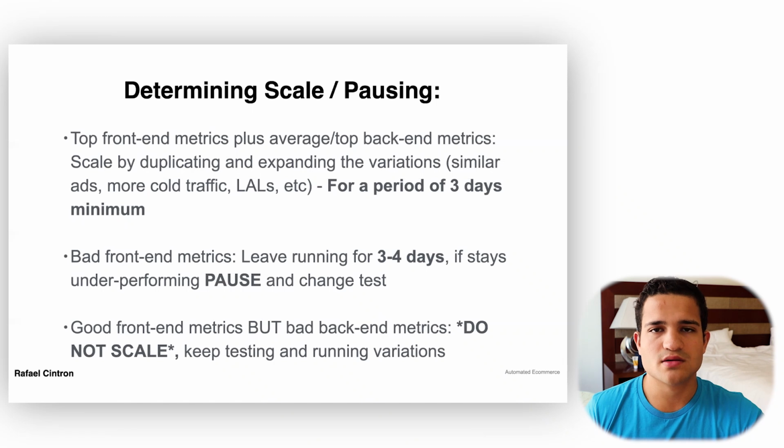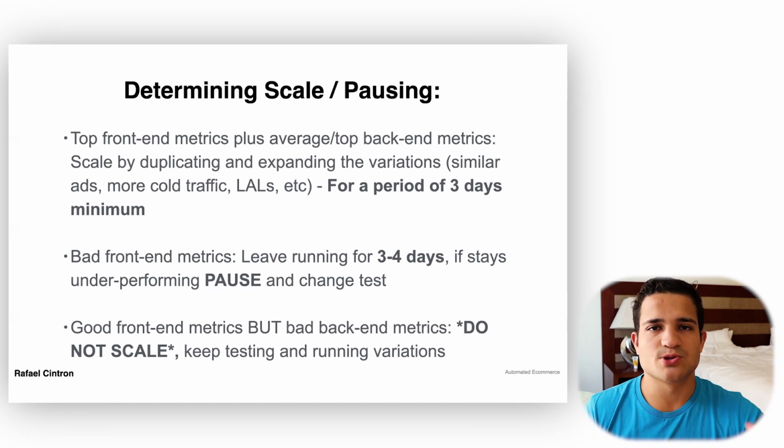You can scale by duplicating those audiences that are doing very well for you, that have a break even or have a return on ad spend higher than your break even, and expanding the variations. You can put similar ads with new audiences. You can put more cold traffic. Cold traffic basically means just people that have never heard from you, the new audiences. You can do lookalike audiences. If you want to learn more about lookalikes, I can make a training on that.